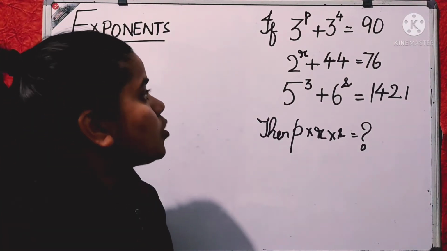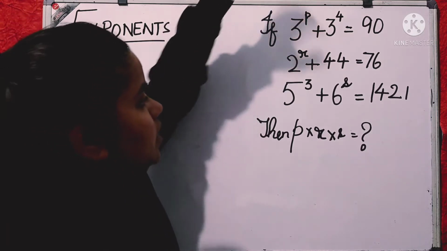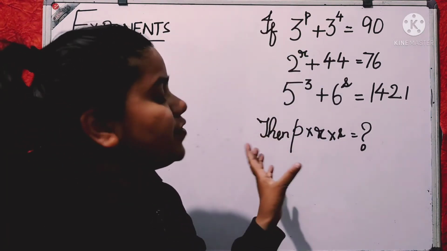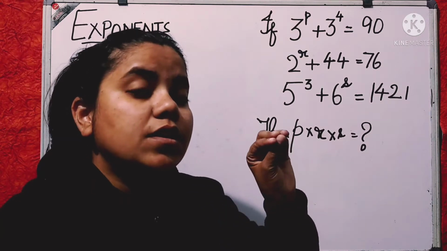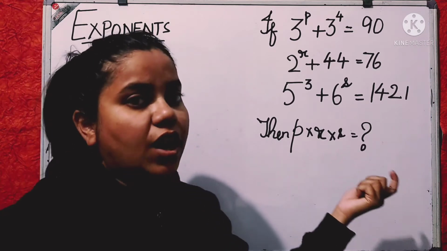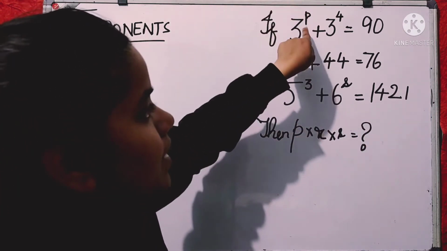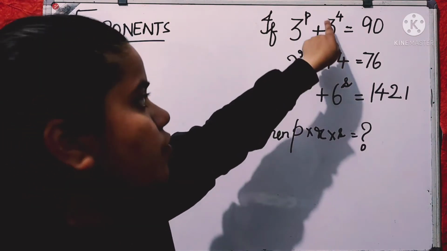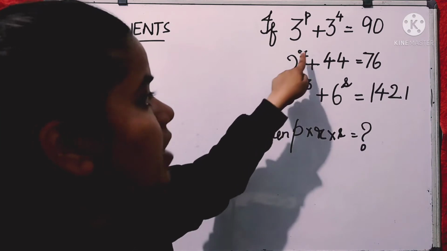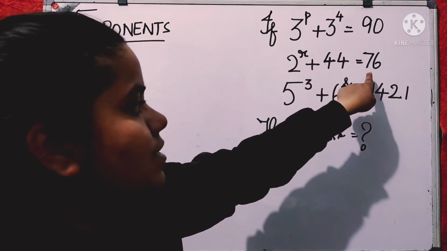Now here is a question which is related to exponents. We have three equations given, and on the basis of that we need to find the product of three variables, that is P, Q, R. It says that 3 raised to the power P plus 3 raised to the power 4 is equal to 90. Then 2 raised to the power R plus 44 is equal to 76.